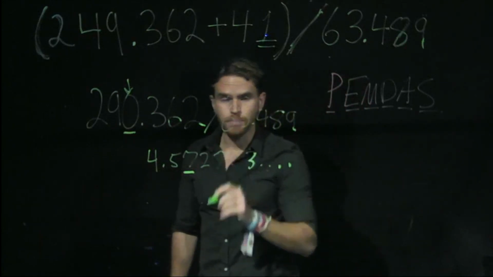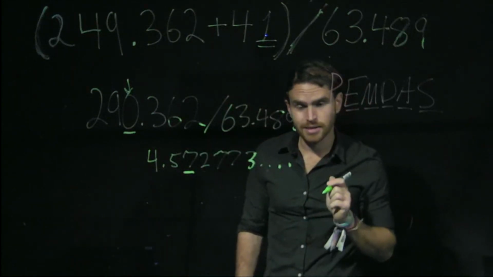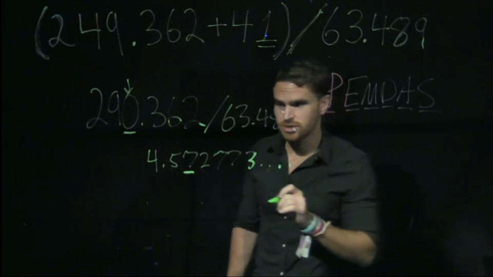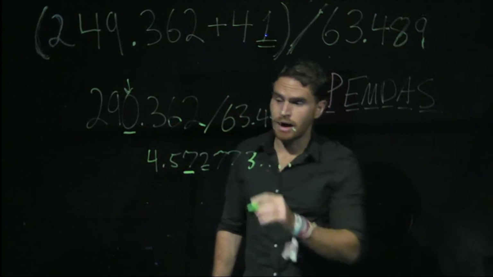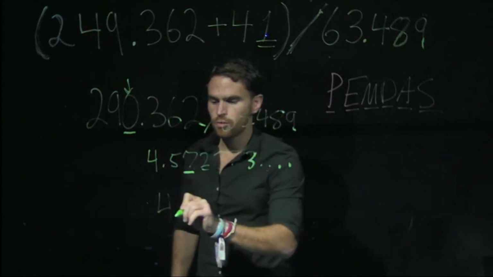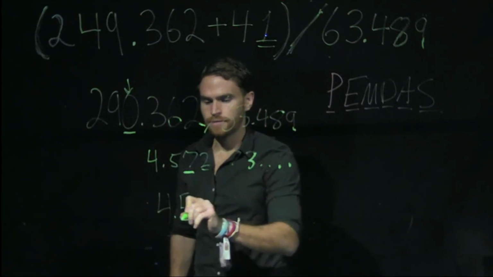So now, when I report my final value containing the total number of significant digits, I can round to this value. And because 2 is less than 5, I'm going to round down for a final overall answer of 4.57.